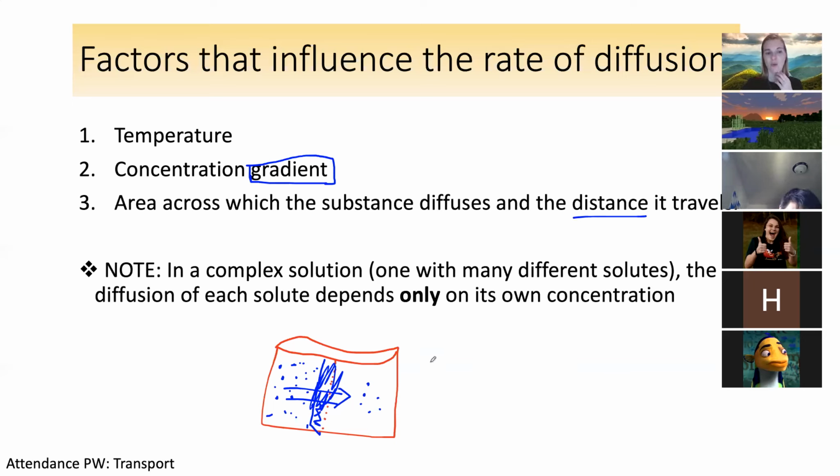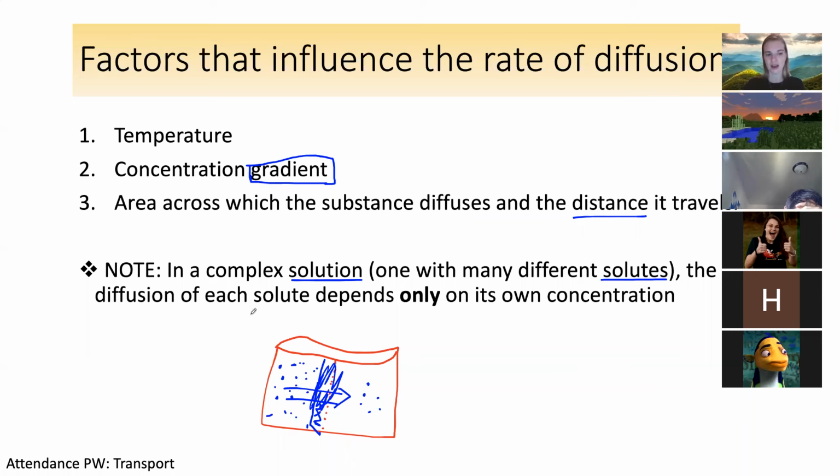One thing I do want to point out: many of the solutions that we look at in a biological setting often contain more than one solute. A solute is the substance that you're dissolving in the solvent. I didn't really define these terms. A solvent is usually going to be water for biological organisms. Solutes are anything that we're adding to that water, so it could be proteins, sugars, ions, dissolved gases. All of those things are considered solutes.